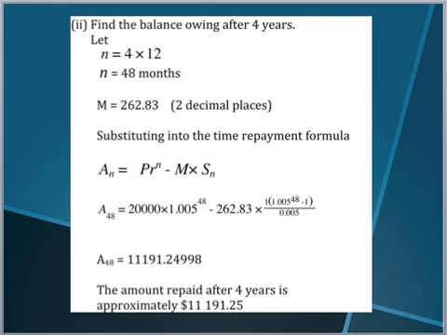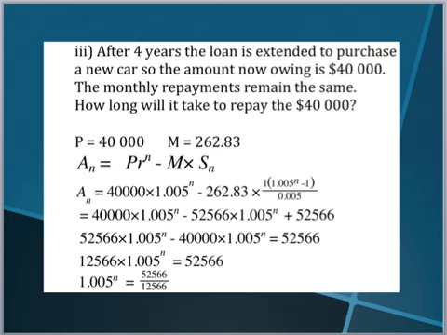Now, the last and probably the hardest of the questions. After 4 years, the loan is extended to purchase a new car, so the amount now owing is $40,000. The monthly repayments remain the same. How long will it take to repay the $40,000? So we substitute in again, except this time the principal will change to $40,000. The repayments remain the same, but what we don't know is N.